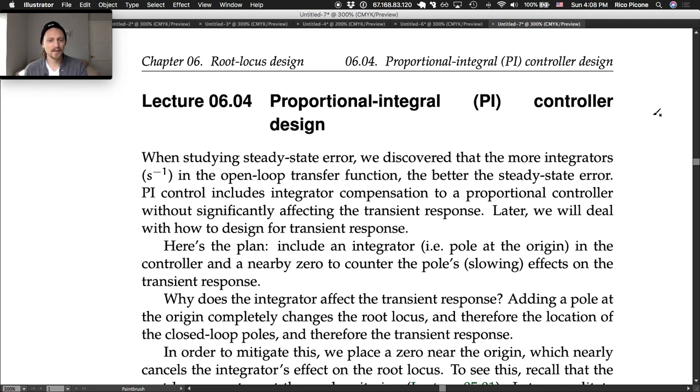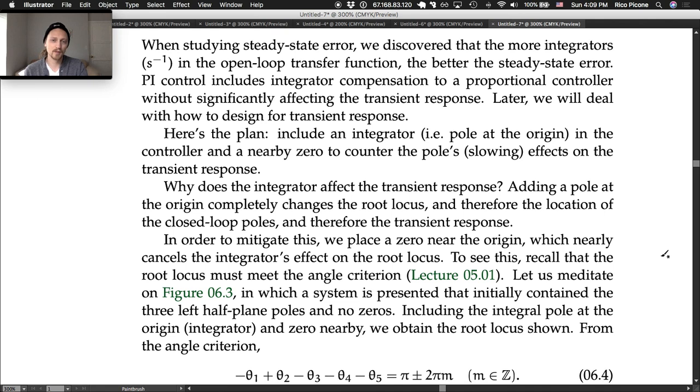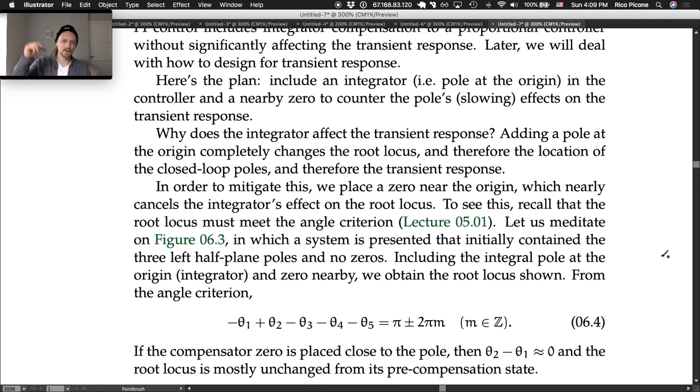Okay, so why does the integrator affect the transient response? Adding a pole at the origin completely changes the root locus, and therefore the location of the closed loop poles, and therefore the transient response. In order to mitigate this, we place a zero near the origin, so near that integrator, which nearly cancels the integrator's effect on the root locus. To see why this happens, remember that every location on the root locus must meet the angle criterion from lecture 5.1.